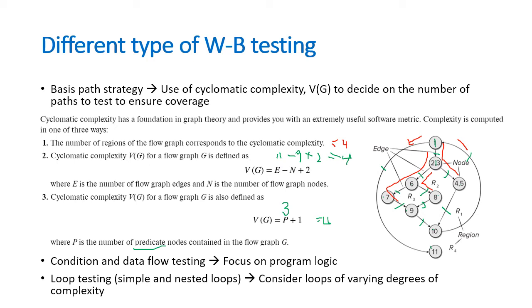And then we also look at what we call the condition and data flow testing. So in this strategy, the testing will focus on the program logic, on the data flow and so on, the conditions and so on. And finally, the loop testing. We know that our loops can either be simple or nested. So we consider the loops and the degrees of complexity for each loop.